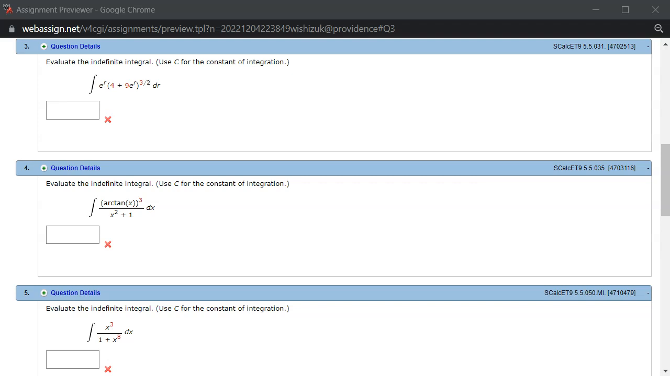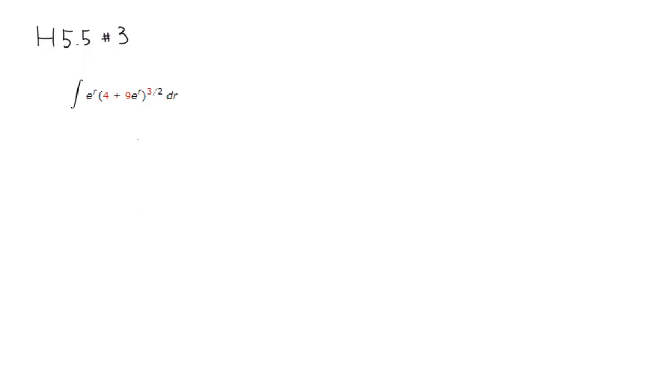All right, let's look at homework 5.5, problem number 3. So let's use a substitution to evaluate this integral. I'm going to let u be the expression inside the parentheses. So you have 4 plus 9 e to the r. This is going to be our u.